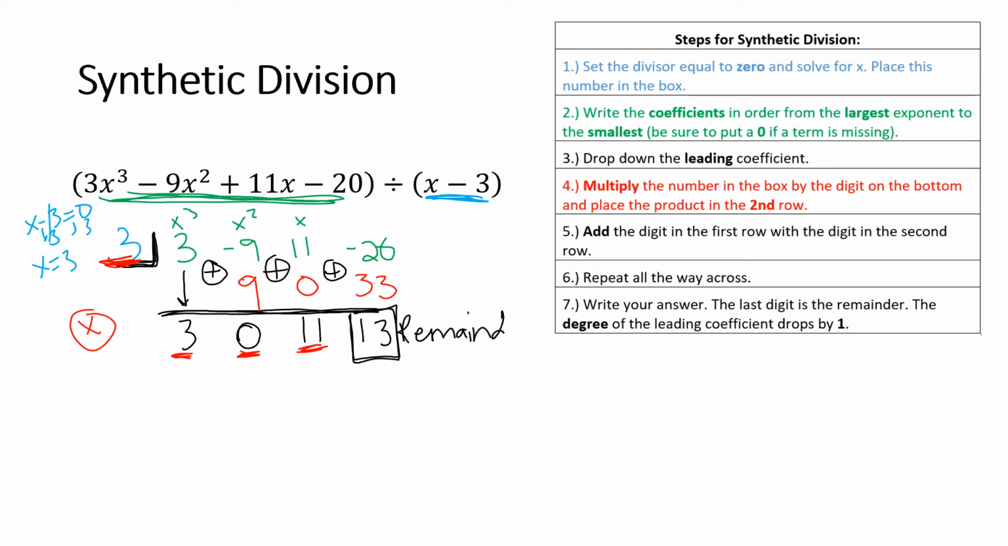When you write your final answer, from the remainder, the next number is the constant. So the 11 is our constant. The next number is x, and then the next number is x squared. So you should always end up with 1 degree less than what your original expression was. So here this would be 3x squared plus 11. We don't have to put the 0x in there. Plus 13 over x minus 3.